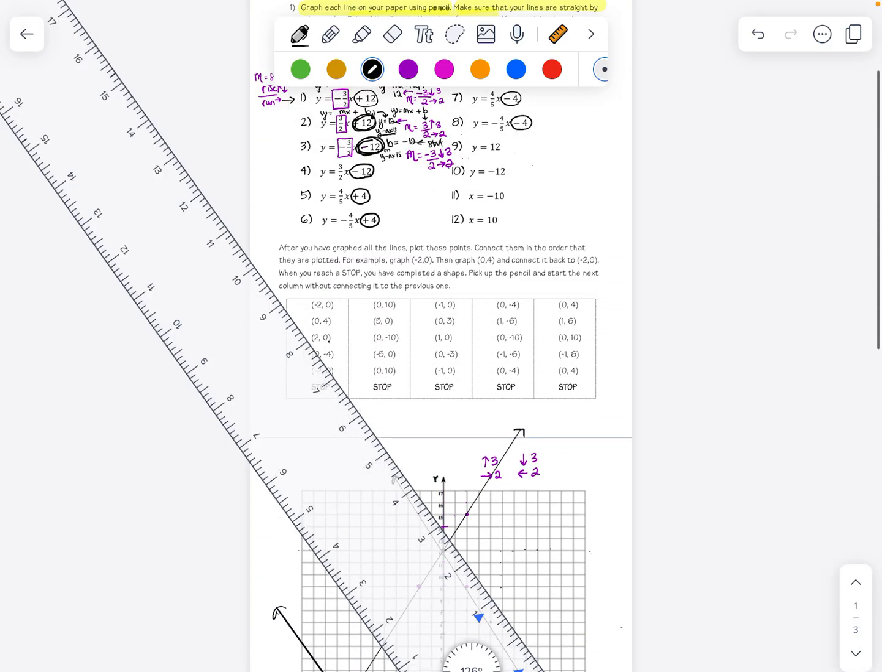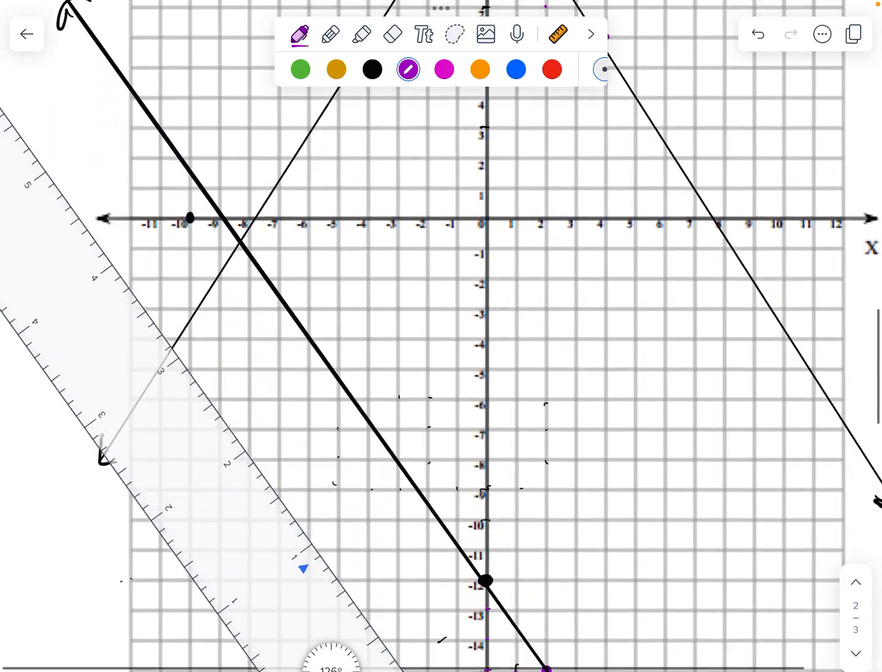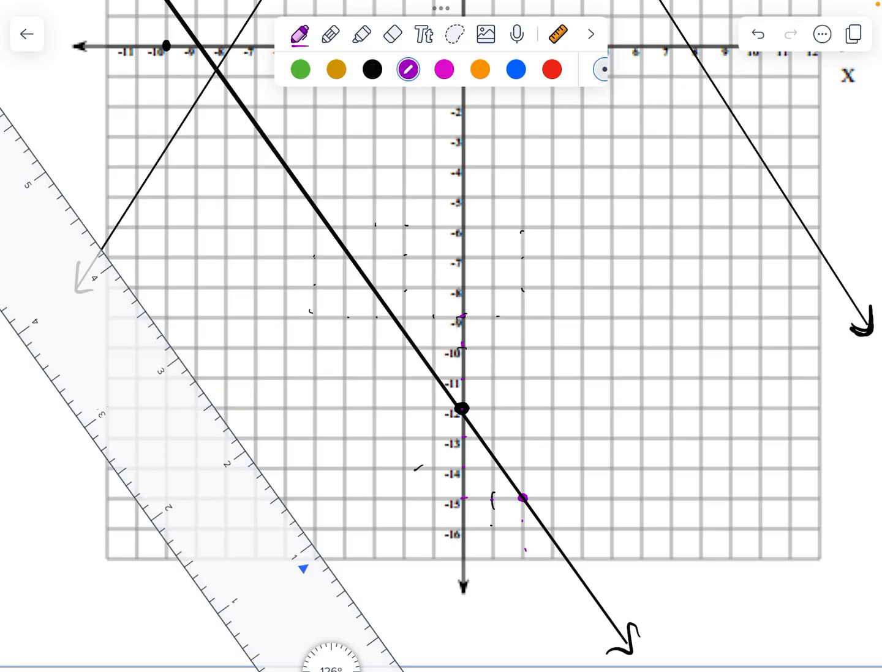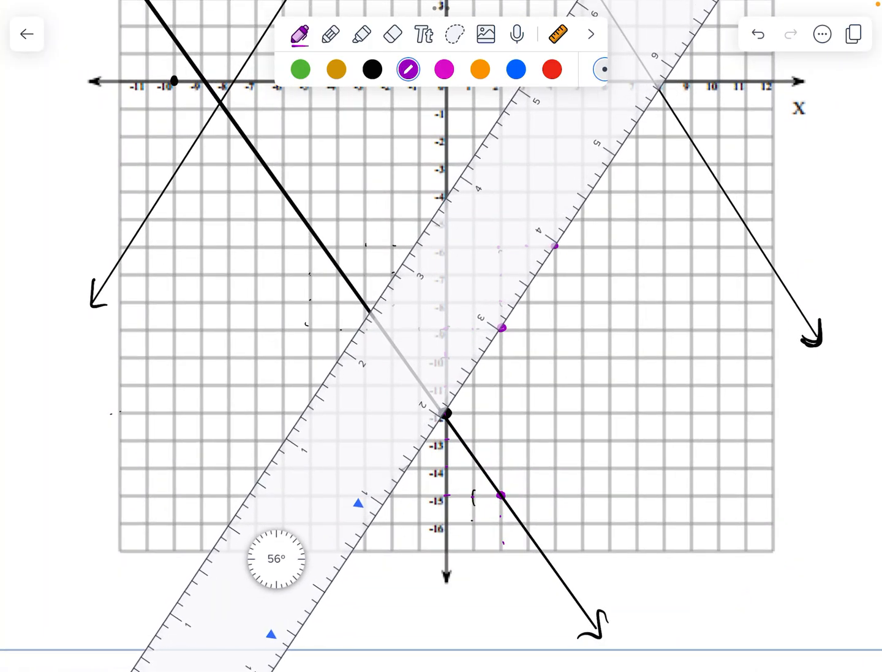I'm going to keep going. Number 4. Again, we start on the y-axis at negative 12. My slope is 3 over 2, positive, so go up 3, to the right 2. So I'm at negative 12, up 3 over 2. Here it is. We see that it's the opposite of the line we just drew, so it's correct.